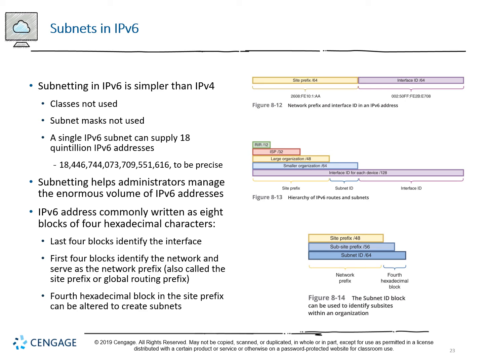Subnetting does let us manage the volume of IPv6 addresses, however. If we were to assign everything out individually, it would get really messy. So subnetting lets us block things off so that we can still have a manageable group of addresses. An IPv6 address is commonly written as 8 blocks of 4 hexadecimal characters each. The last 4 blocks are going to tell us the interface, so the 64 bits at the end. The first 4 are going to identify the network and serve as what's called the network prefix or global routing prefix. In the site prefix, the 4th hexadecimal block, it can be altered to create subnets.